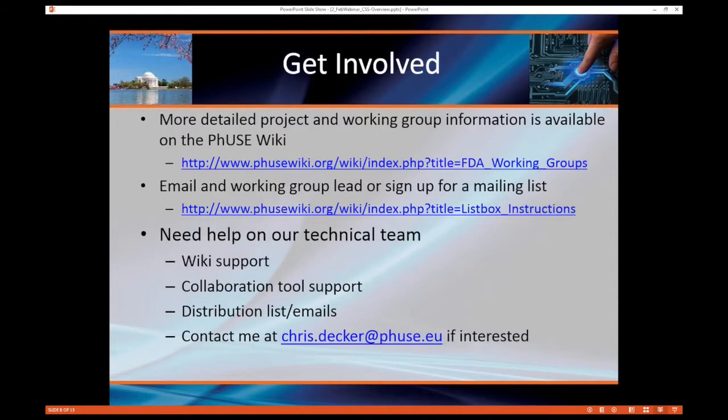If you want to get involved, we have a PhUSE wiki out there that has information about the different working groups, including contact information, mailing lists, and other ways of getting in touch with the working groups to see how you can help and support teams. Come to the event in March. I'll talk a little bit more about that in a second. We do need help with our technical team, so as we collaborate, collaboration needs tools, wiki support, collaboration tools, and distribution lists. If you're interested in helping out on that front, we could use some help there.